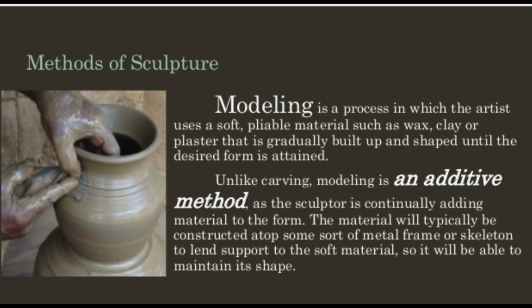Another type is called modeling. And modeling is what you see like in ceramics when you use a soft material like wax or clay, and you can build it up and shape it to the desired form. And that's additive because you're continually adding material to the form and sculpting it to create this new shape.